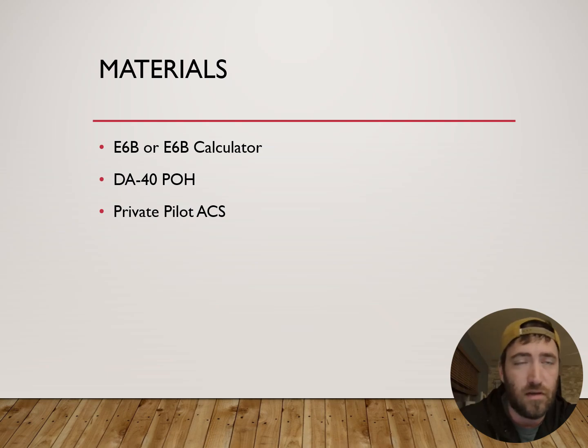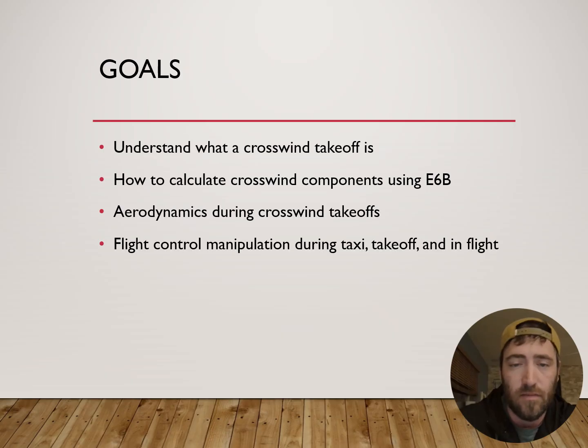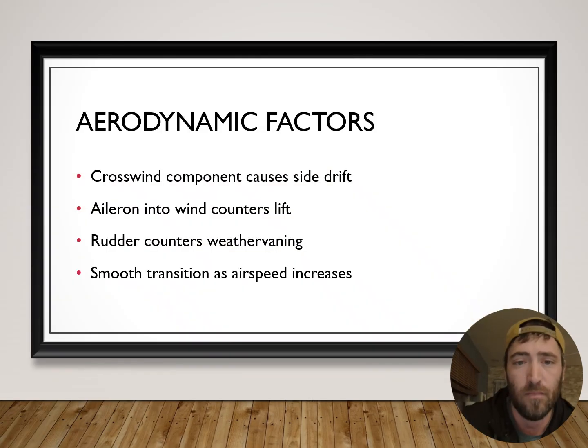Material for our students is going to be an E6B calculator, the DA40 Pilot Operator Handbook, and the Private Pilot ACS. Goals for today's class are to understand what a crosswind takeoff is, how to calculate the crosswind components using your E6B, and aerodynamics during crosswind takeoffs, and flight control manipulation during taxi, takeoff, and in flight. Aerodynamic factors to consider is that crosswind components typically cause side drift on the takeoff roll.